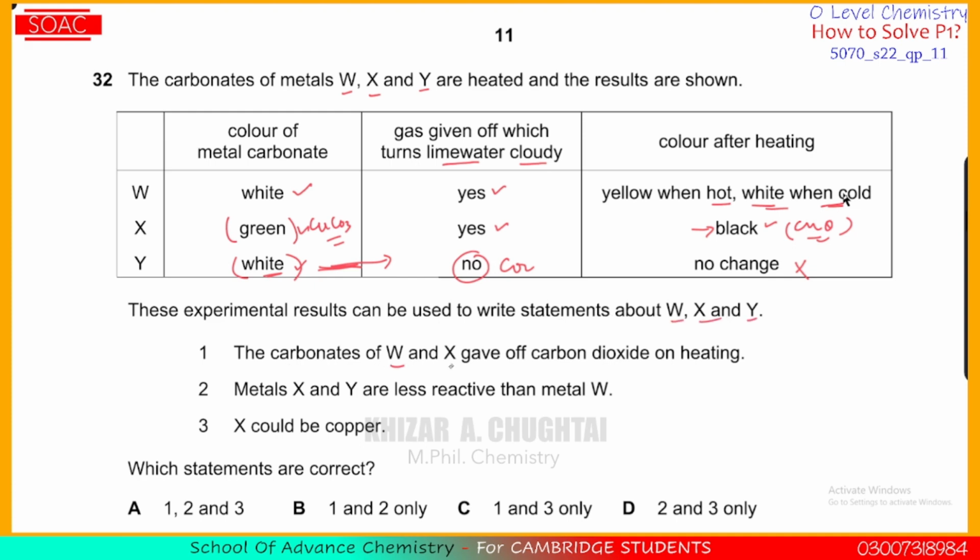Number 1, carbonates of W and X give off carbon dioxide on heating. W and X both are giving CO2. Yes, it is true. The first one is true. Metals X and Y are less reactive than metal W. No, basically Y is not less reactive. It is the most reactive metal, as its carbonate is not going to decompose. So statement 2 is incorrect. X could be copper. Yes, it is true. As I told you, the green carbonate in O-level chemistry is copper carbonate. So 1 and 3, C is the correct option.